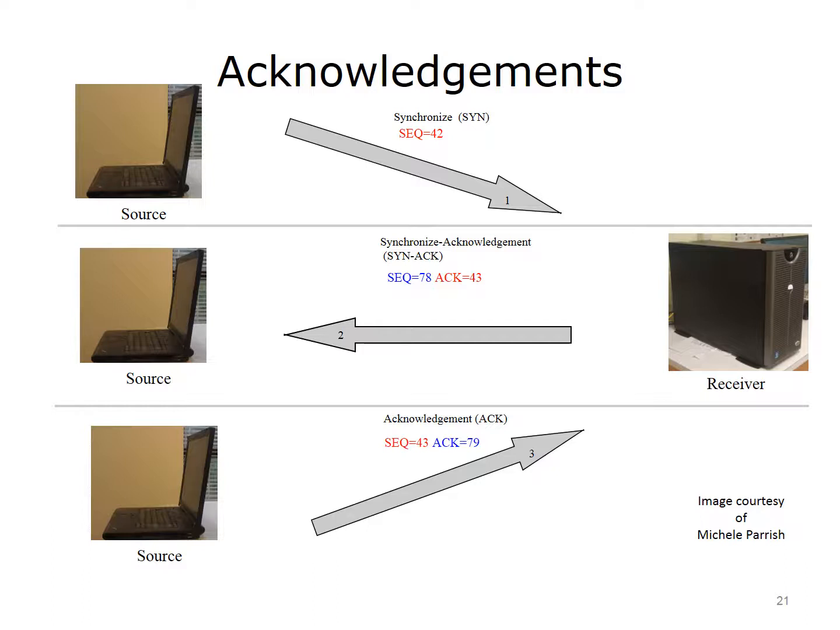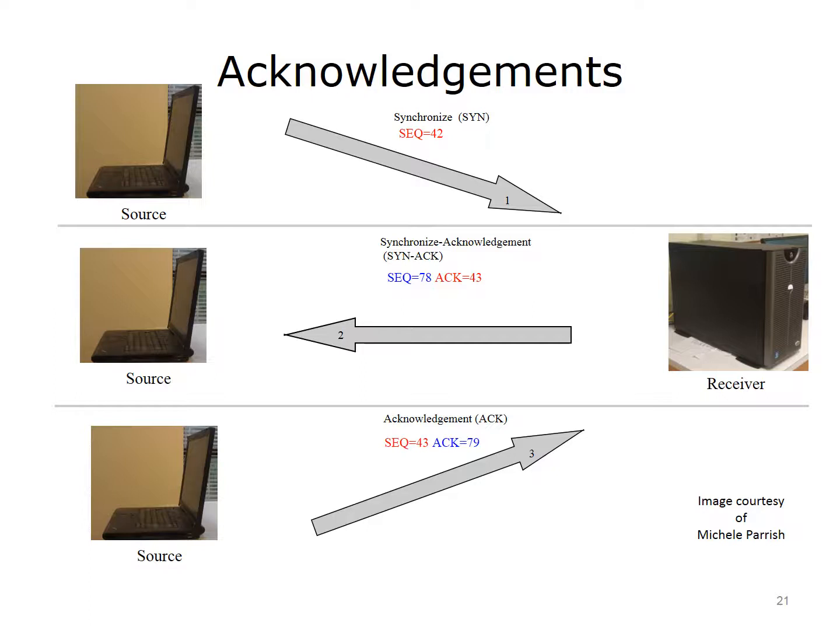The client initiates the connection by sending a SYN. The segment sequence number is set to a random value, A. In this case, the number 42. The server will respond with a SYN ACK. The acknowledgement number is set to one more than the received sequence number, A plus 1.